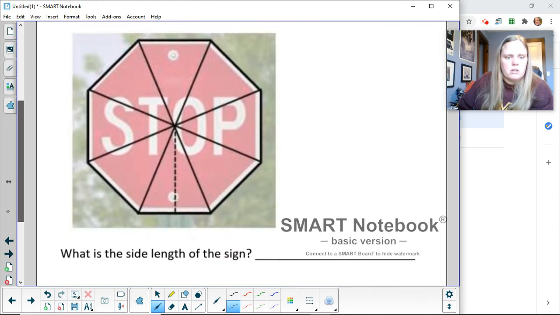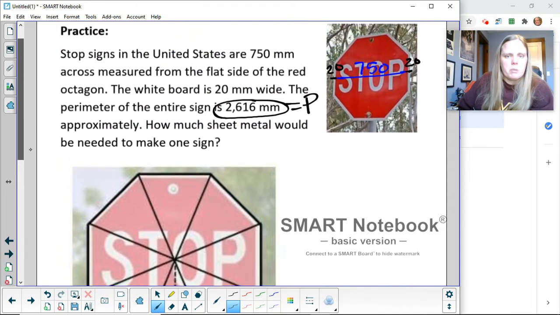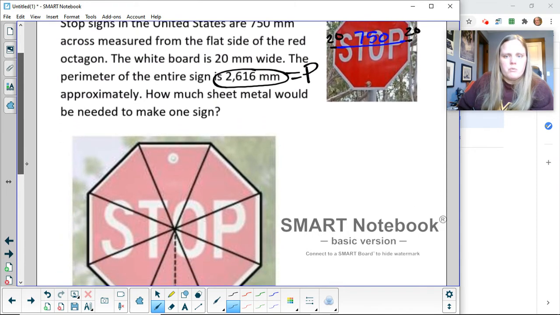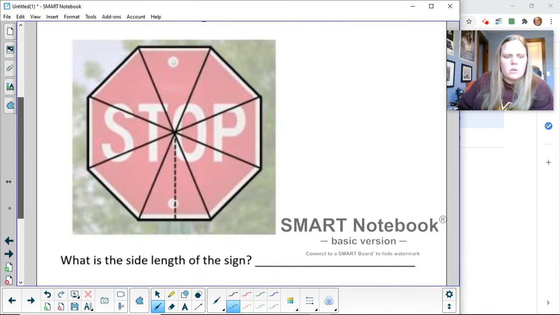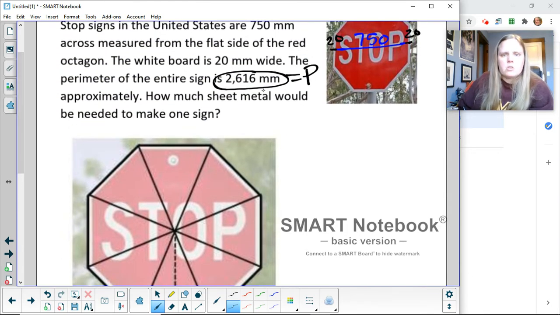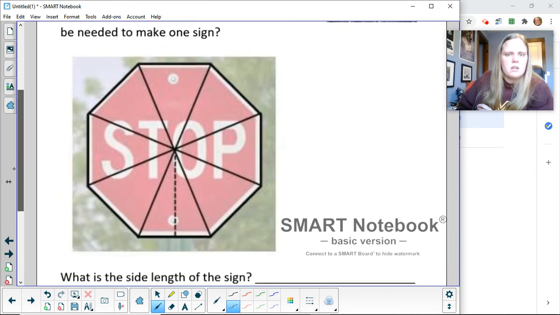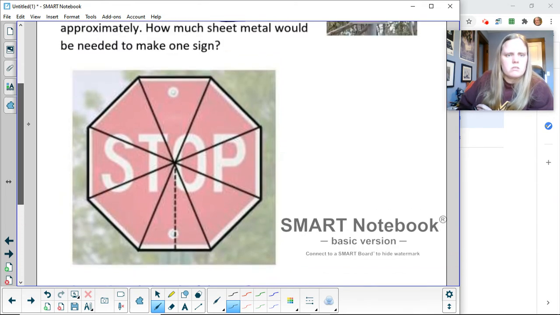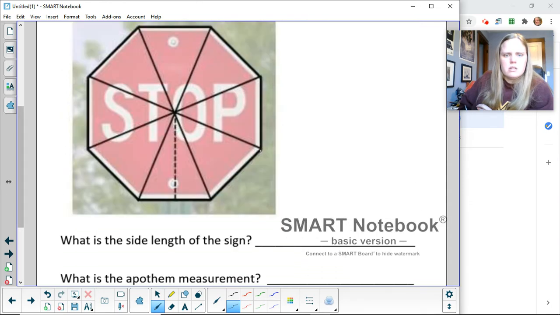I have this broken up down here. Oh, nice. So it breaks it up. Okay, so if I'm looking for, let's see here, what is the side length? Well, I know the perimeter, so I just need to take that perimeter and chop it up into equal parts. So I'm going to take that, what was it, 2,616.